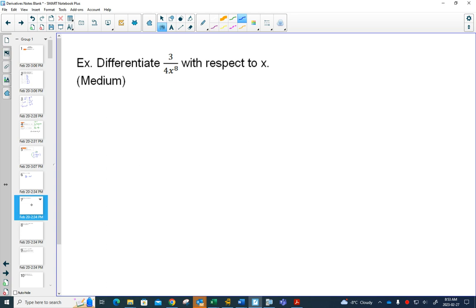Differentiate this one. This is a medium level one because the power rule only works if your power is in your numerator. This x to the 8 is at the bottom. So what we have to do is first move that to the top of our fraction using our exponent rules.